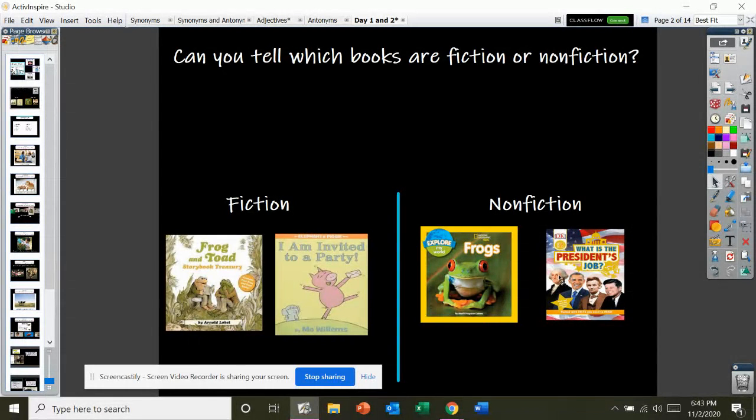So when you're reading your stories this week, I want you to look for all the things that make your story a nonfiction or an expository text.